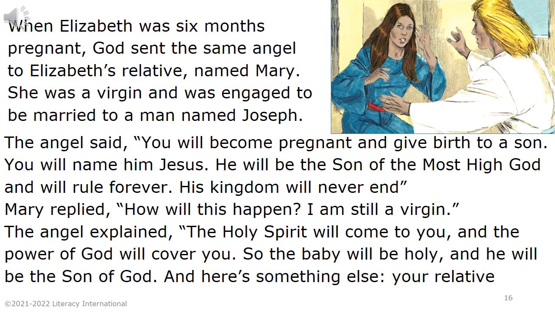When Elizabeth was 6 months pregnant, God sent the same angel to Elizabeth's relative named Mary. She was a virgin and was engaged to be married to a man named Joseph. The angel said, "You will become pregnant and give birth to a son. You will name him Jesus. He will be the son of the Most High God and will rule forever. His kingdom will never end."